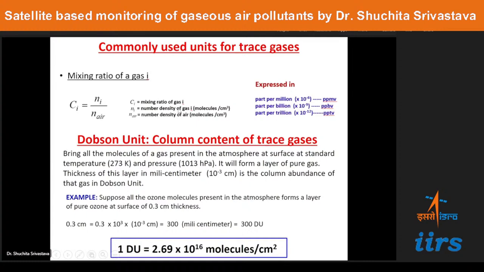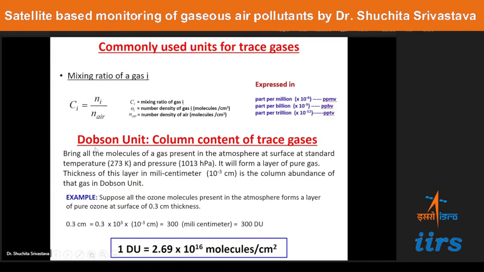There will not be any unit because in numerator and denominator both are molecules per centimeter cube. So it is a unitless quantity and a very small number for pollutant gases. It can be a multiple of 10 to the power minus 6, 10 to the power minus 9 or 10 to the power of minus 12. And accordingly, it is expressed as ppmv, ppbv or pptv. Suppose this ratio is 3 into 10 to the power minus 6, we will say 3 ppmv.